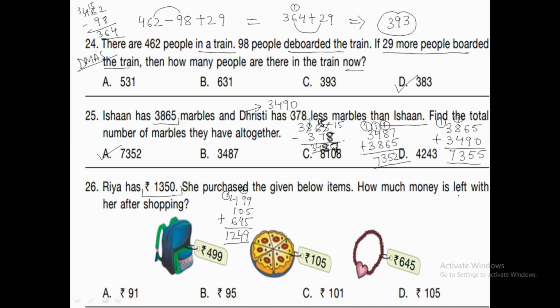Now the question is asking how much money is left with her. Left means we need to subtract. So we will subtract the money she spent from the money that she has. So we will subtract 1,249 from 1,315. We cannot subtract 9 from 5, so we will borrow. It becomes 15. 15 minus 9 is 6. Then it becomes 0, so 0 minus 4 is... Okay, the money left with her is rupees 101, which is our option C.